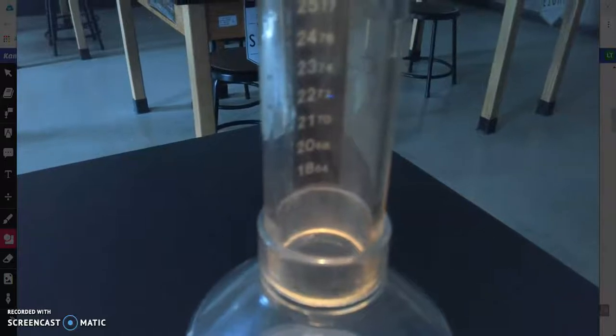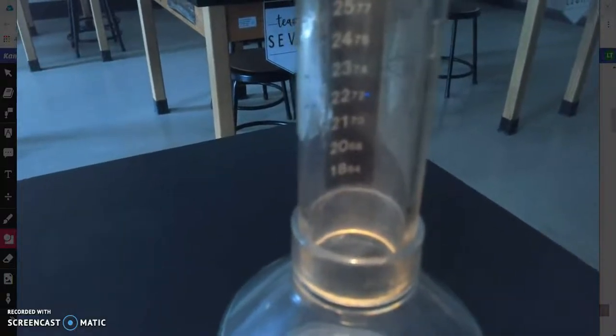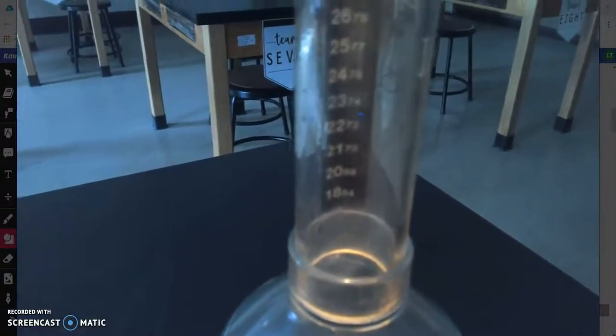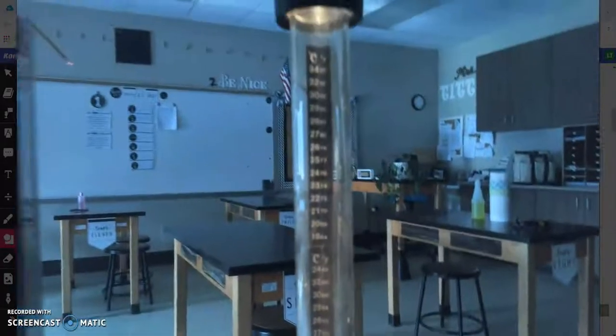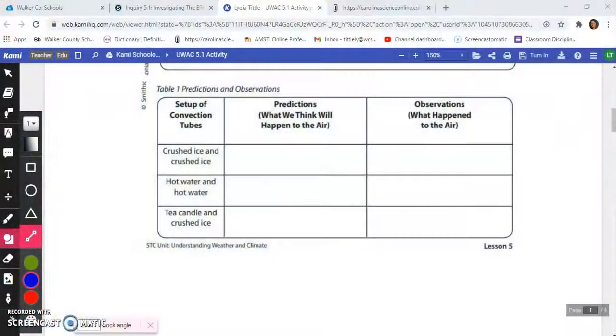It's just kind of hanging over inside the tube, like it won't go down into the cold because the air from the stick is too warm and it wants to rise. Okay, go back to your data table and make your observations about what happened. I'm going to pause the video for a moment while we switch over to our hot water under each.